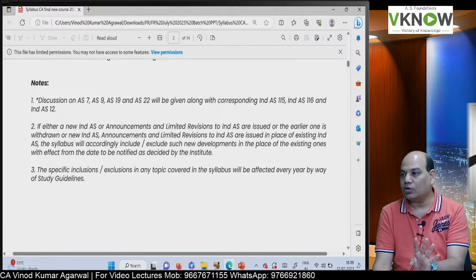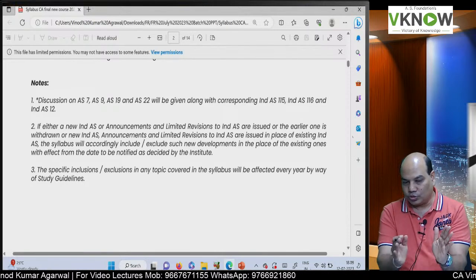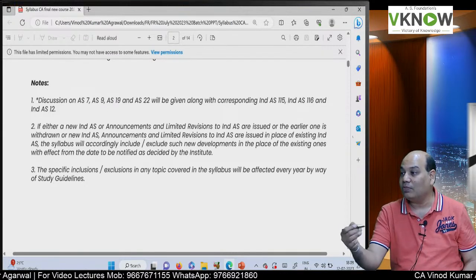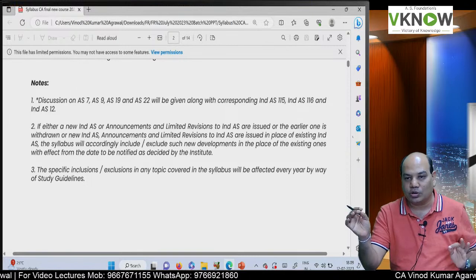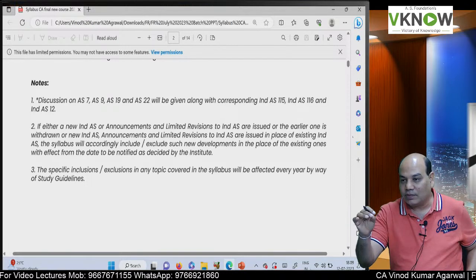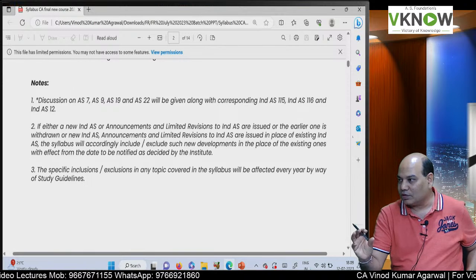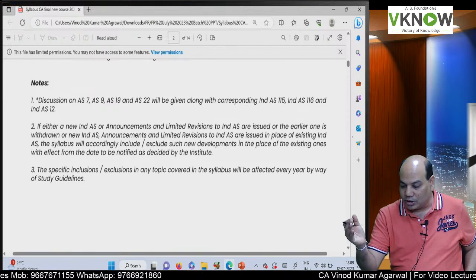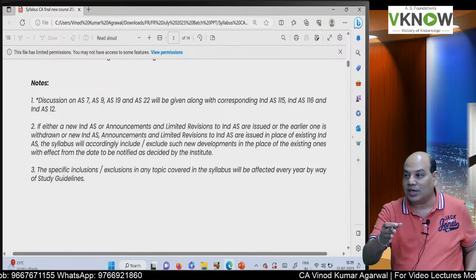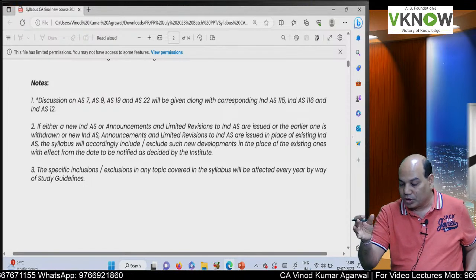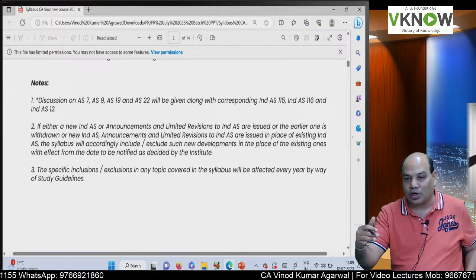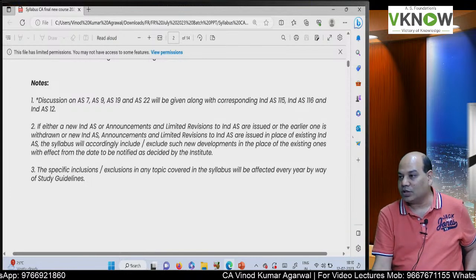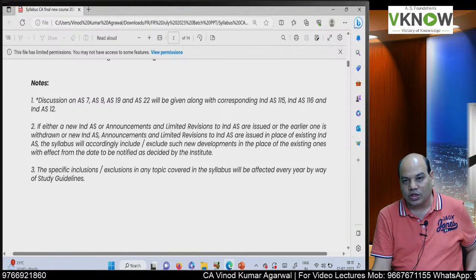These 4 standards also you have to learn, and you have to compare the accounting under accounting standard and Ind AS. Ind AS 115 is a combination of AS 7 and AS 9. It covers revenue from other operations and construction contracts also. Then Ind AS 116 will be compared with AS 19. They are very different. And similarly, Ind AS 12 deferred taxation is very different from accounting standard 22. So their treatment is different.